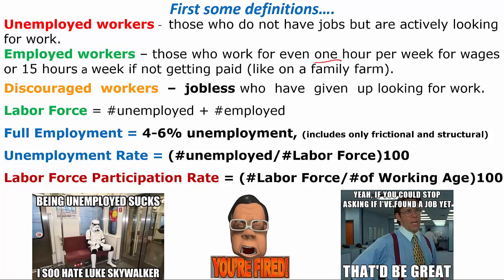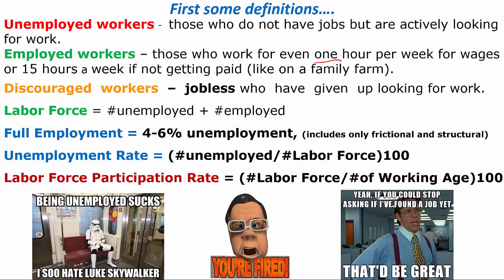There's such a thing as a discouraged worker. A discouraged worker is somebody who does not have a job, but they are not looking for one. So contrast that with the unemployed worker. The unemployed worker doesn't have a job, but they're looking. The discouraged worker doesn't have a job, but they're not looking. So there's a difference.